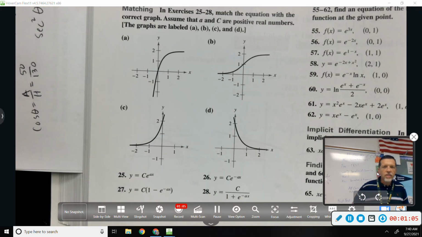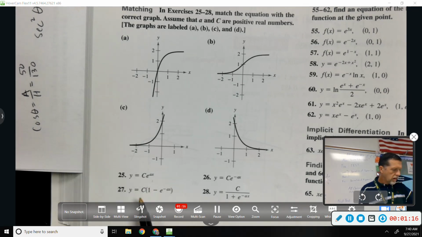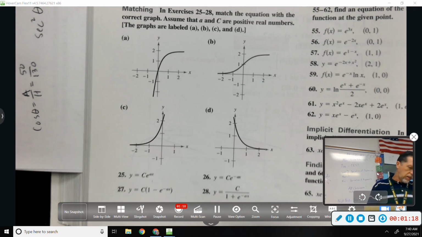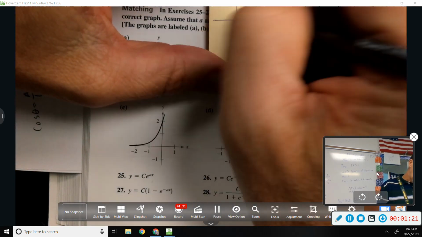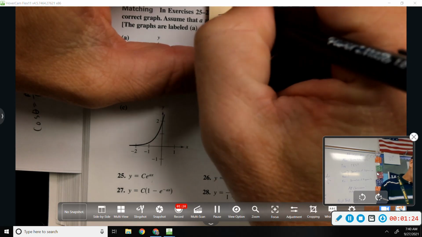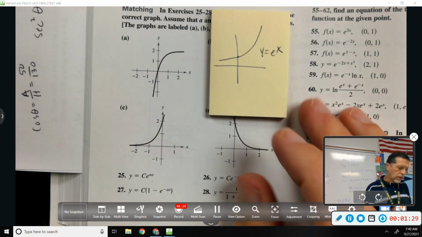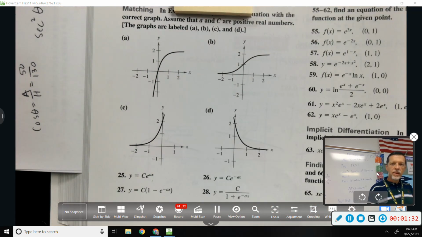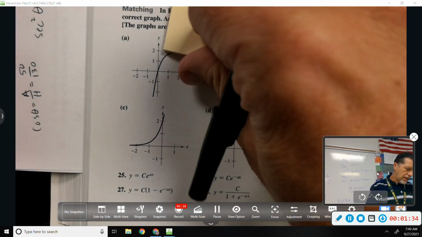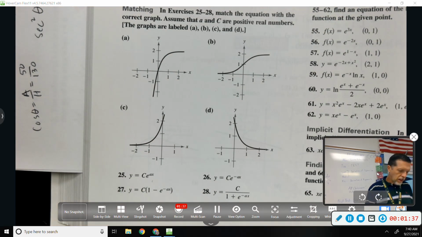Okay, looking at those graphs. I guess it would help to know what the parent function graph looks like of c a to the x. And then we could start working off of that. So that's what e to the x looks like, exponential growth. With that in mind, only one of them looks like that, and that would be c. So I think 25 would be c. That's sort of the parent function looking thing.